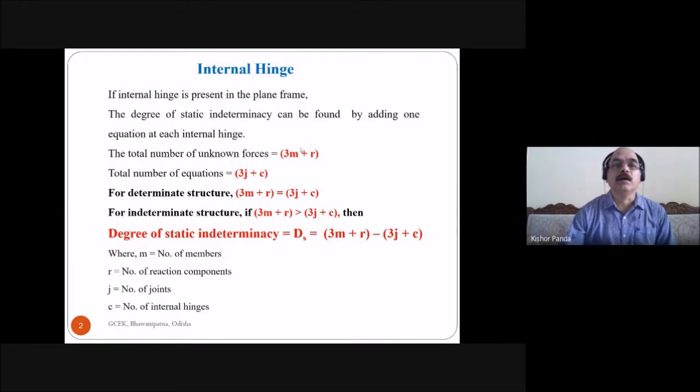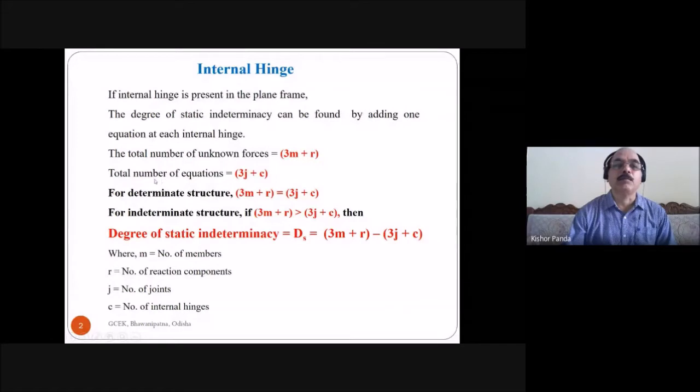Here you see that in the case of a rigid jointed plane frame, the total number of unknown forces is 3m plus r, and the total number of equations is 3j. If 3m plus r is greater than 3j, then you find the degree of static indeterminacy. But if there is one internal hinge in one member, that internal hinge will give one additional equation, so you have to add one equation here.